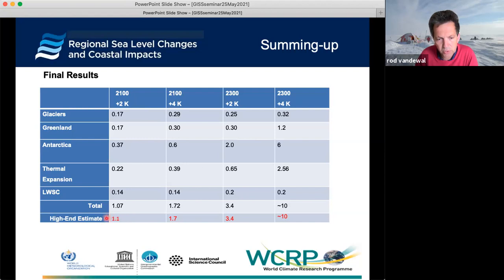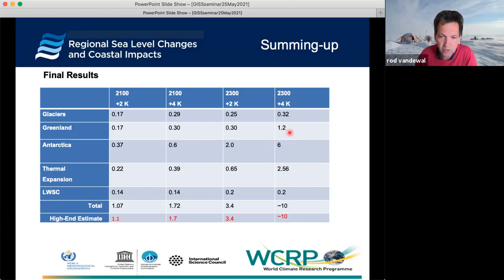And if you add that up, you can come to values of roughly a meter for 2100, 1.7 for 2100. So this looks to be a little smaller than what you get from an expert elicitation exercise. And this is probably a number which is a bit higher than most people would think, I believe. It also shows you that the high-end estimate for the long term is a pretty terrifying number of order 10 meters, which is essentially related to the enormous contribution from the Antarctic ice sheet.